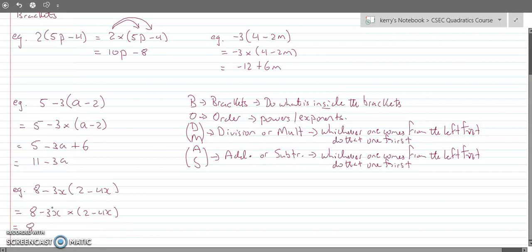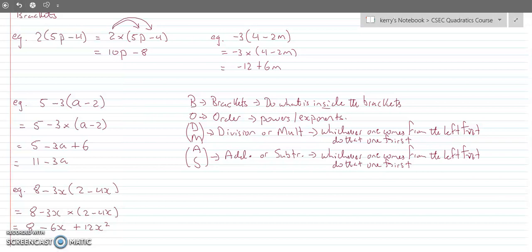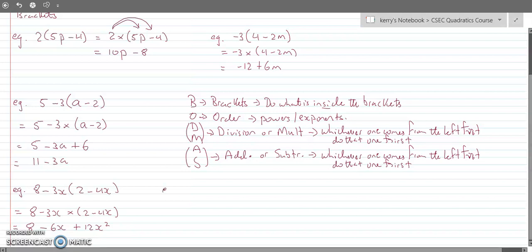This is negative 3x by 2, which will give us negative 6x. A negative by a positive is a negative. And then negative 3x multiplied by negative 4x is plus 12x squared. Yeah? And this is the expansion here. You really need to be careful with respect to negative numbers. Right, let's go one more like this here now.